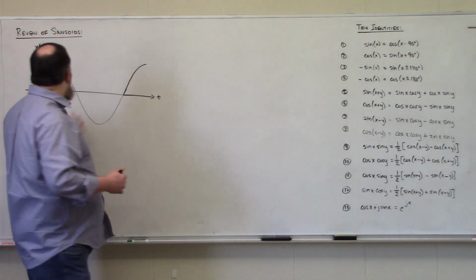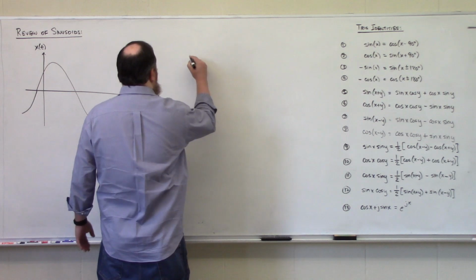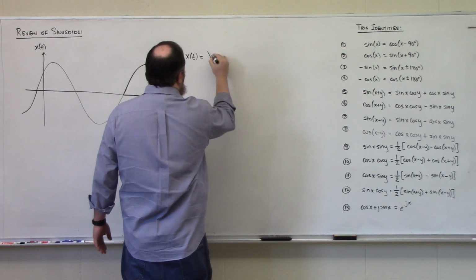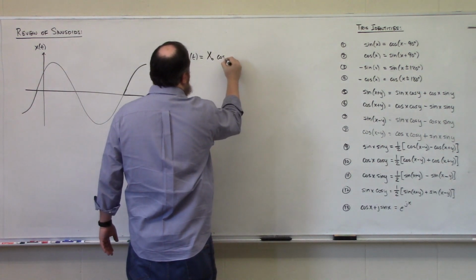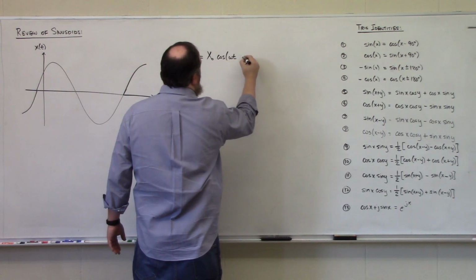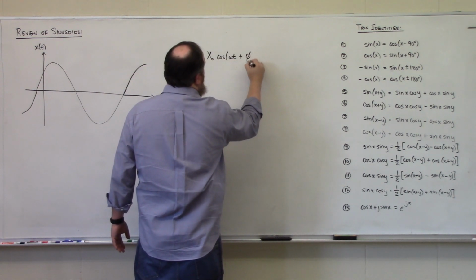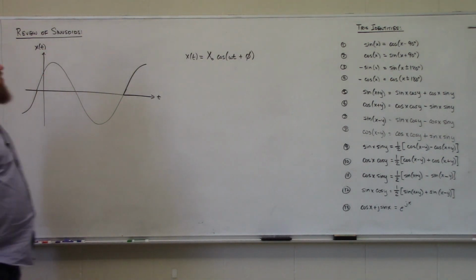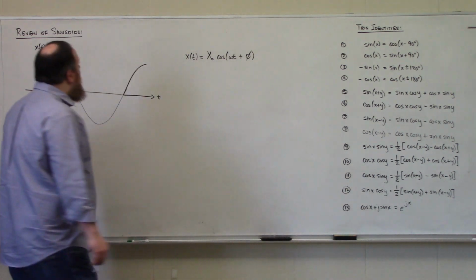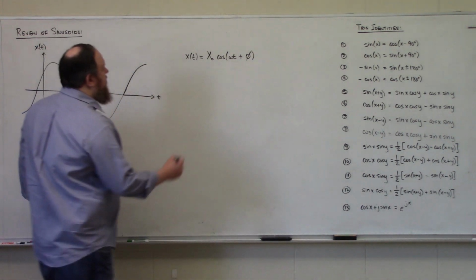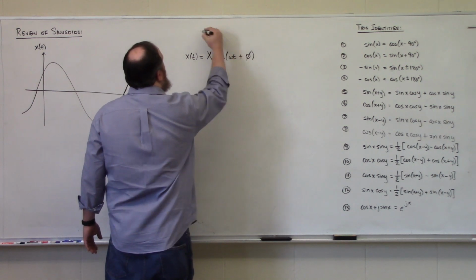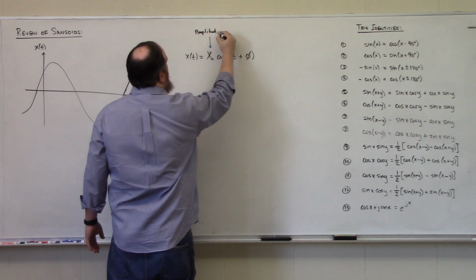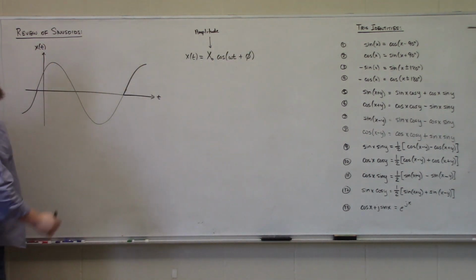I could express this sinusoidal function mathematically as x of t is equal to x naught cosine omega t plus some angle phi. And we're going to talk about what all of the parts of this sinusoidal function are. Let's start with x naught. X naught is the amplitude or magnitude of the sinusoidal function.